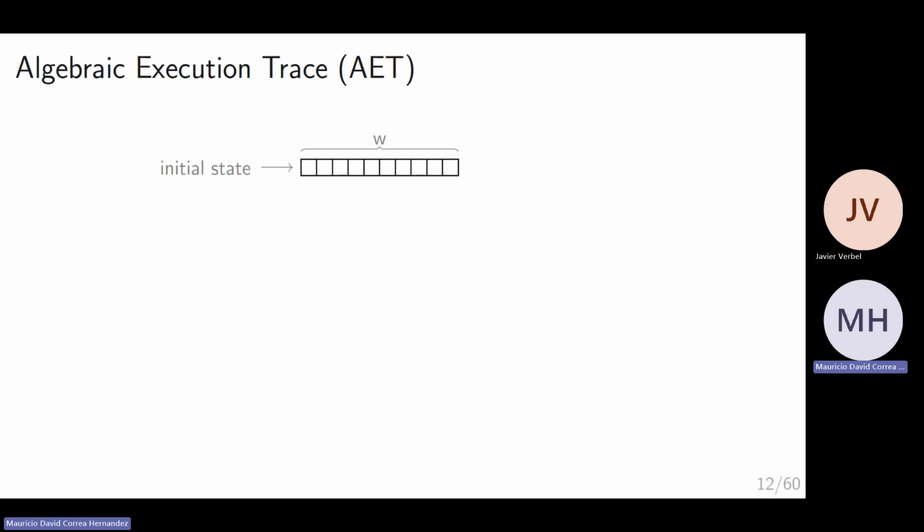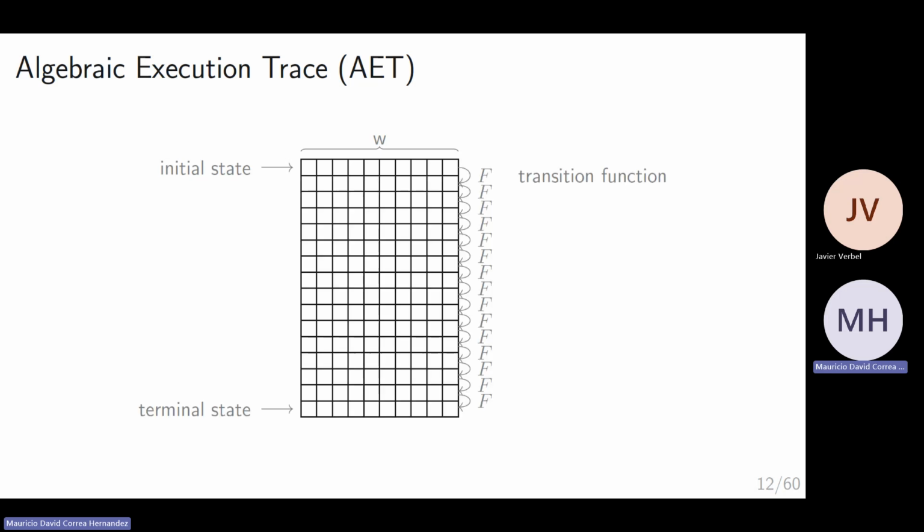So our state consists of W field elements, and we have an initial state, and we have a transition function. So we can start building a table, one row, that's our initial state. We apply the transition function, now we have another row. We keep applying this until our computation has terminated. And then we have a table. This table is the algebraic execution trace, AET.